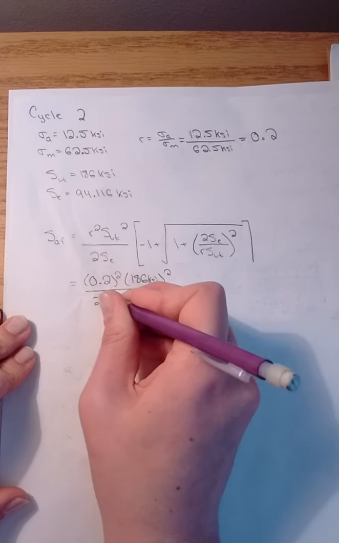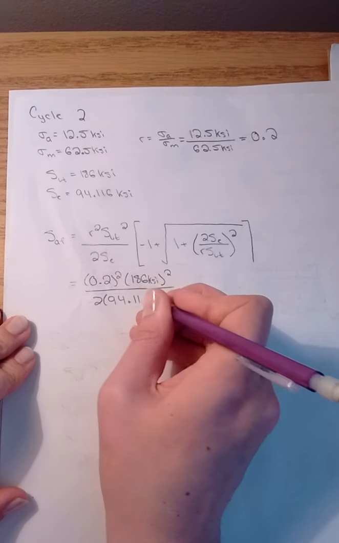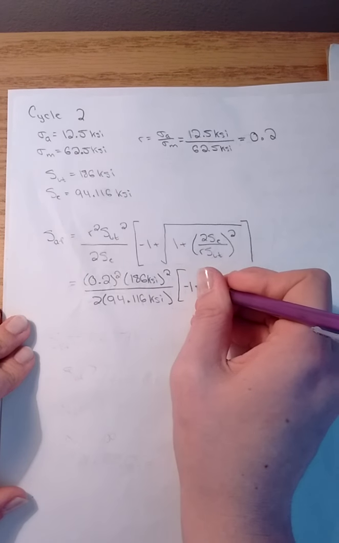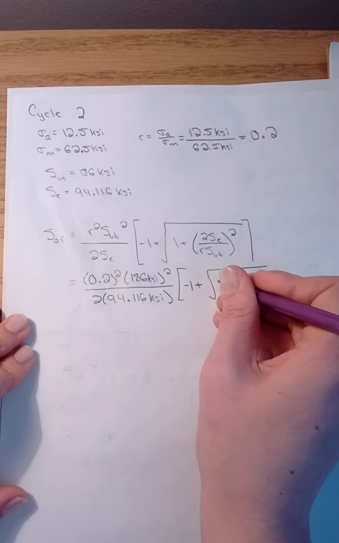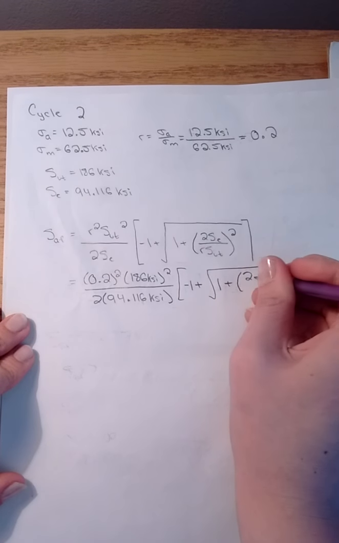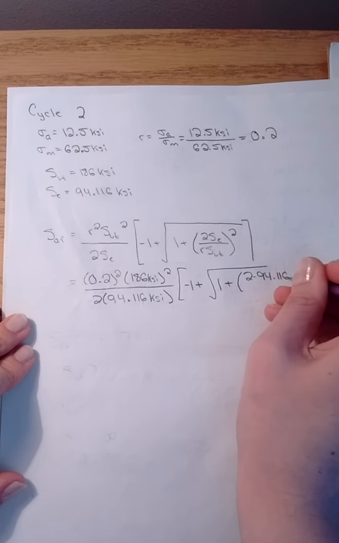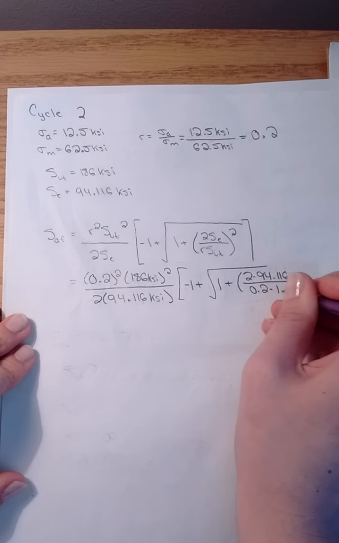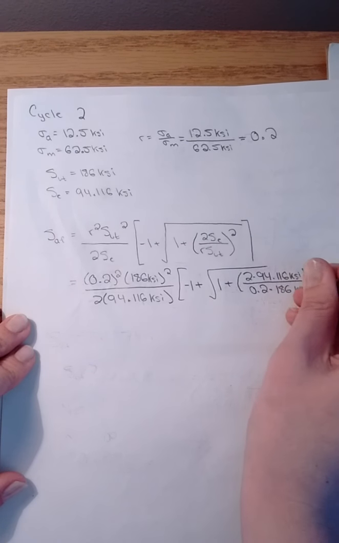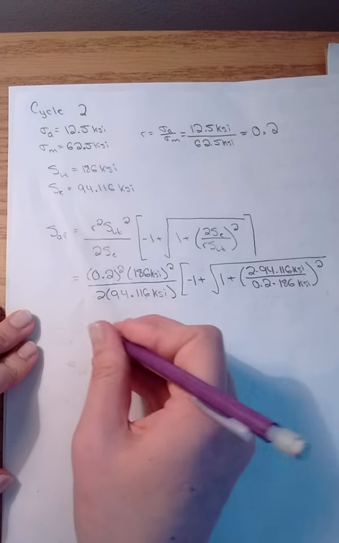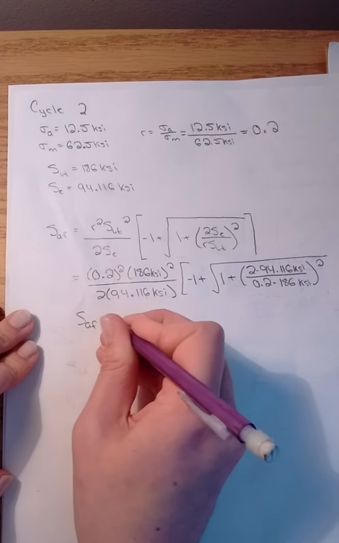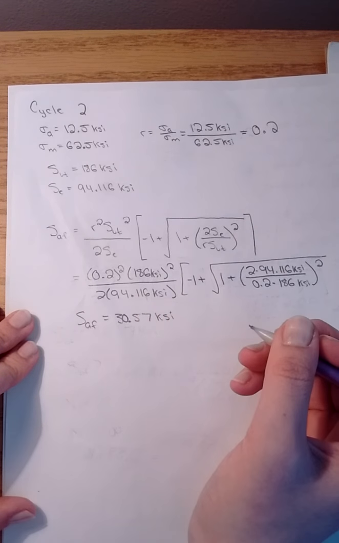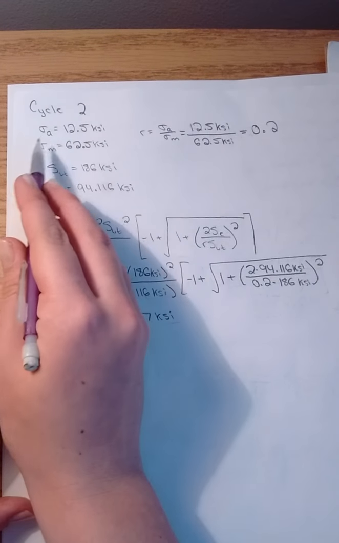divided by 2 times 94.116 ksi. So times -1 plus the square root of 1 plus 2 times 94.116 ksi divided by 0.2 times 186 ksi squared. Simplifying that out, you get S sub AF is equal to 30.57 ksi.